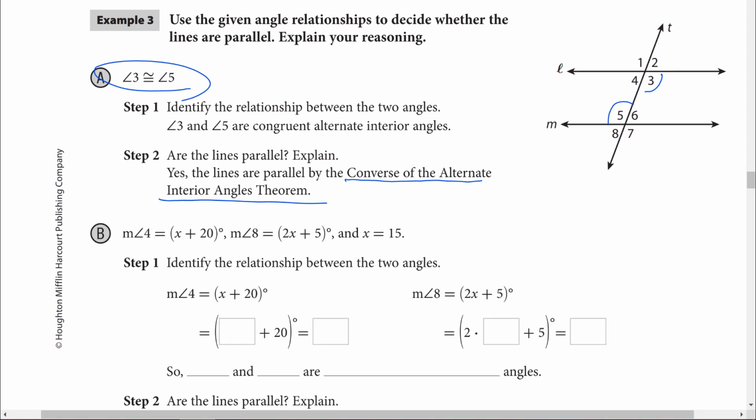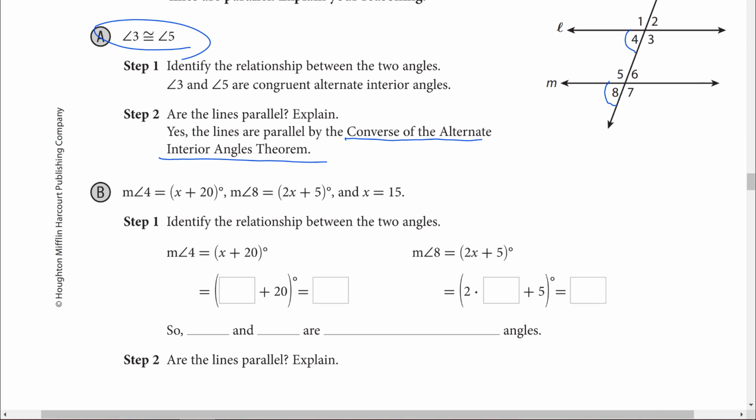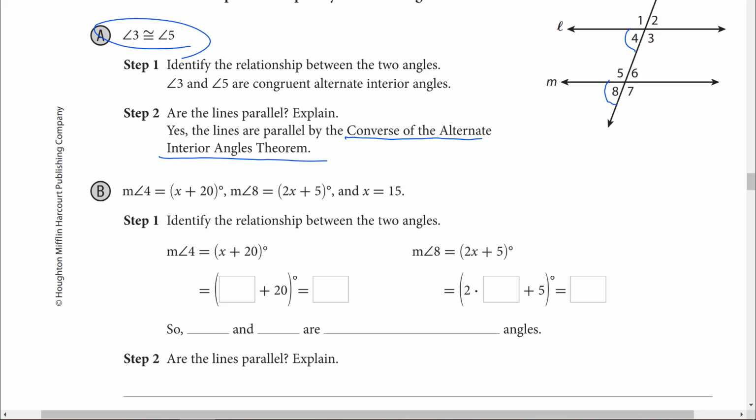If we look at B, angle 4 and angle 8 are the two we're talking about. They're corresponding angles, which means they would need to be congruent in order for the lines to be parallel. This time they gave us formulas: x plus 20 for angle 4, 2x plus 5 for angle 8, and they told us what x equals. It equals 15. So let's plug it in.